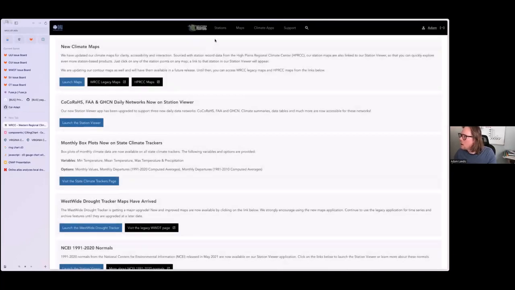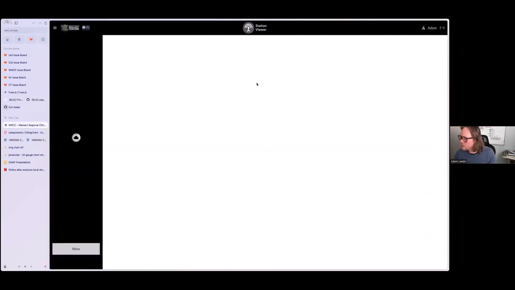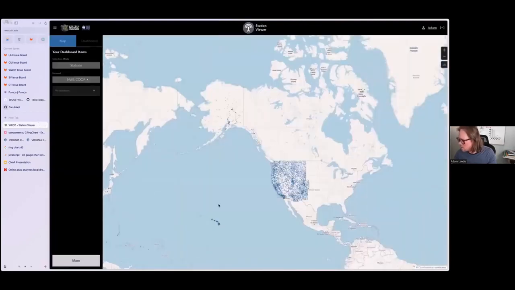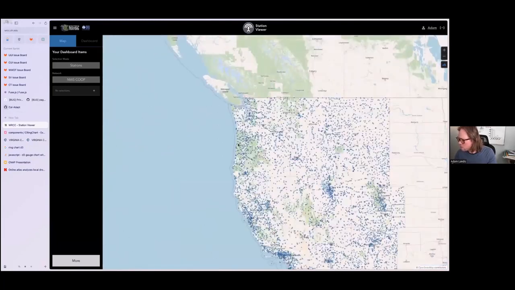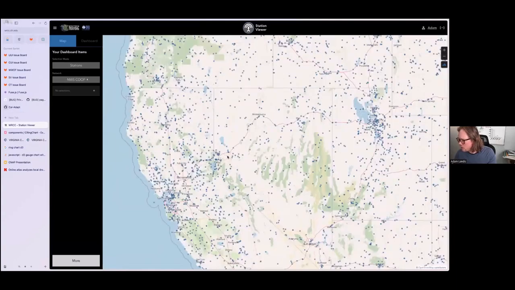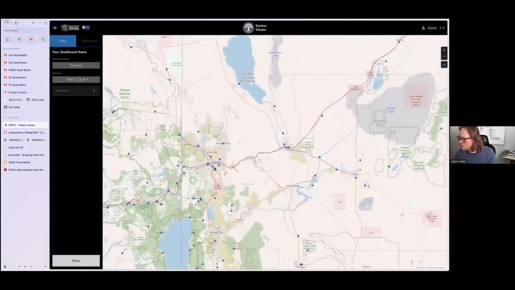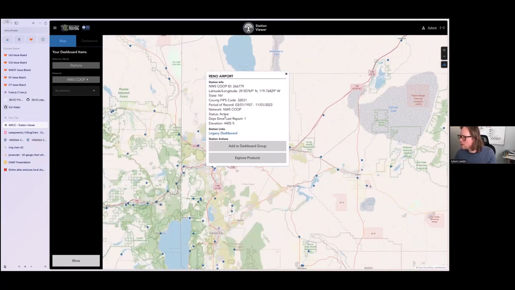And I'm going to start by showing the station viewer. So that's up here under this stations link. And you'll see that the first thing that pulls up is a map of stations. The default network is co-op. So these are all co-op stations you're seeing here. And you can zoom in and you can click on any of these stations. I'm going to choose Reno Airport. And you'll see it pulls up all the metadata for that station and allows you to add to your dashboard group or explore products directly from there. I'm going to go ahead and add this to my group.